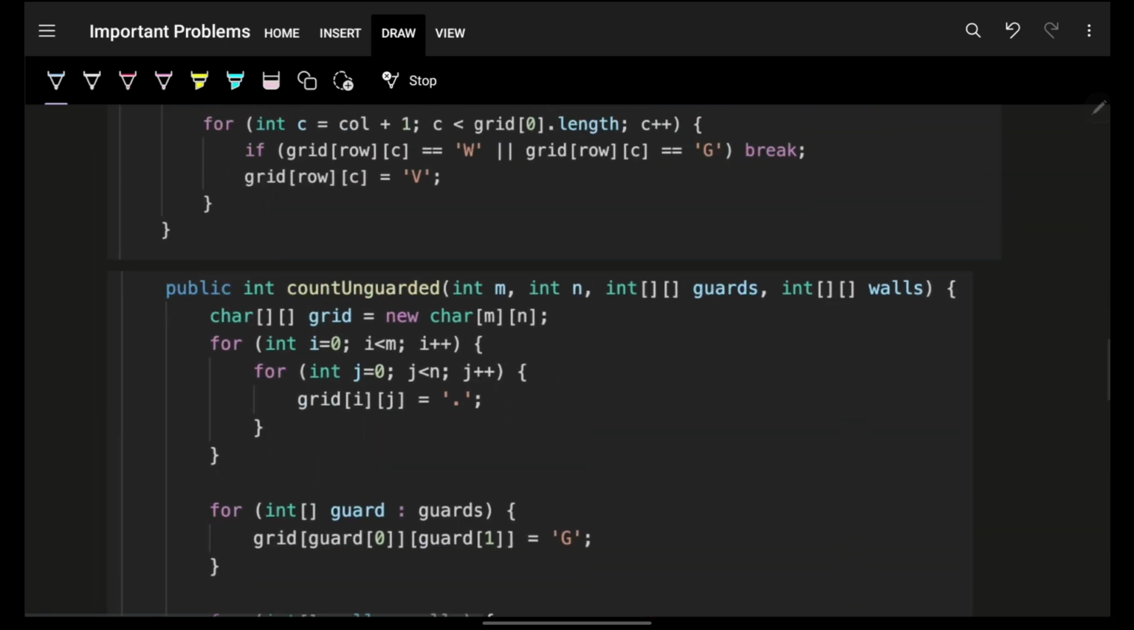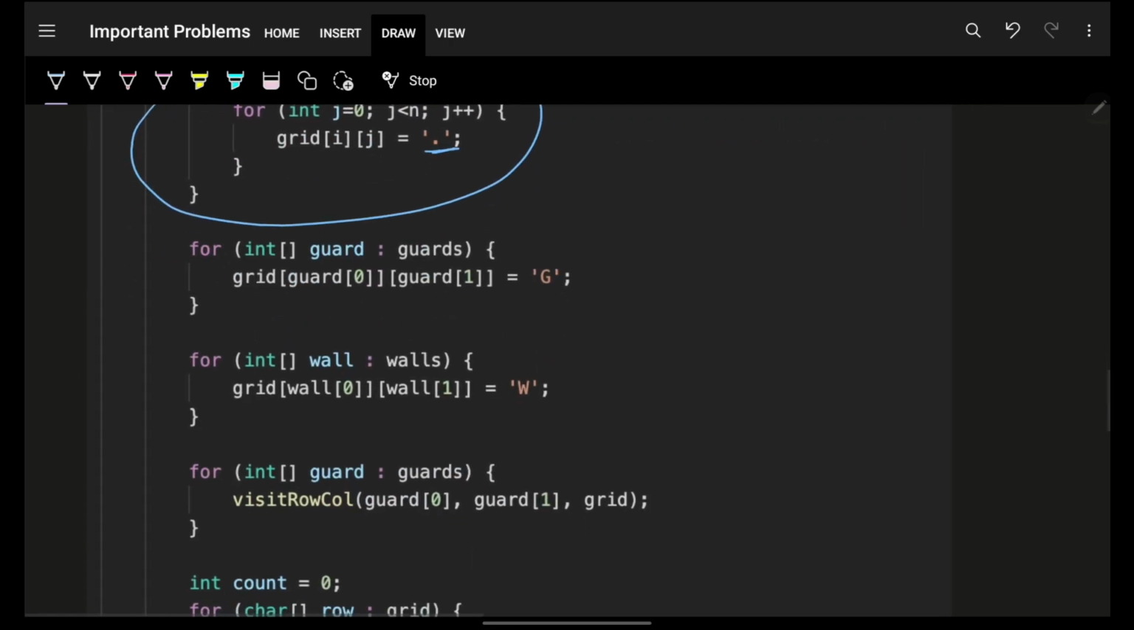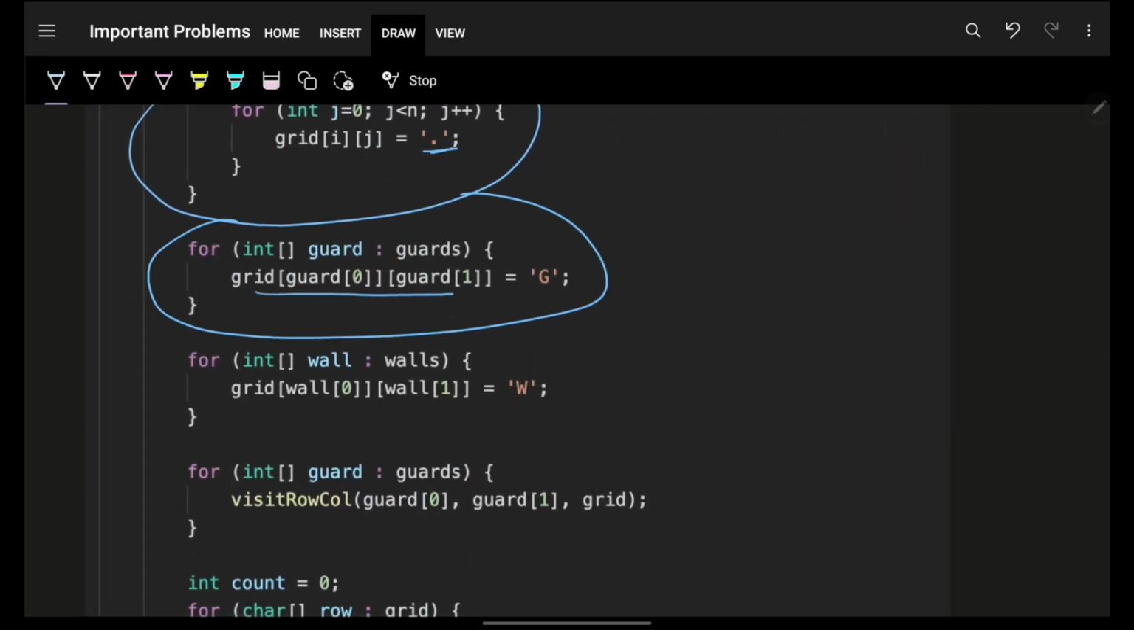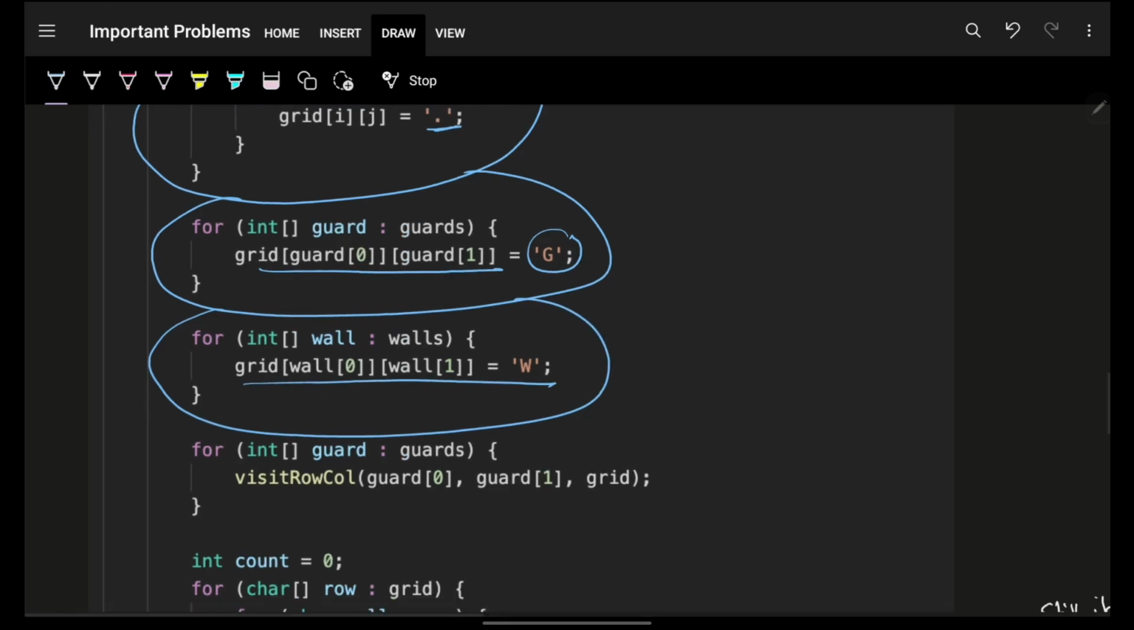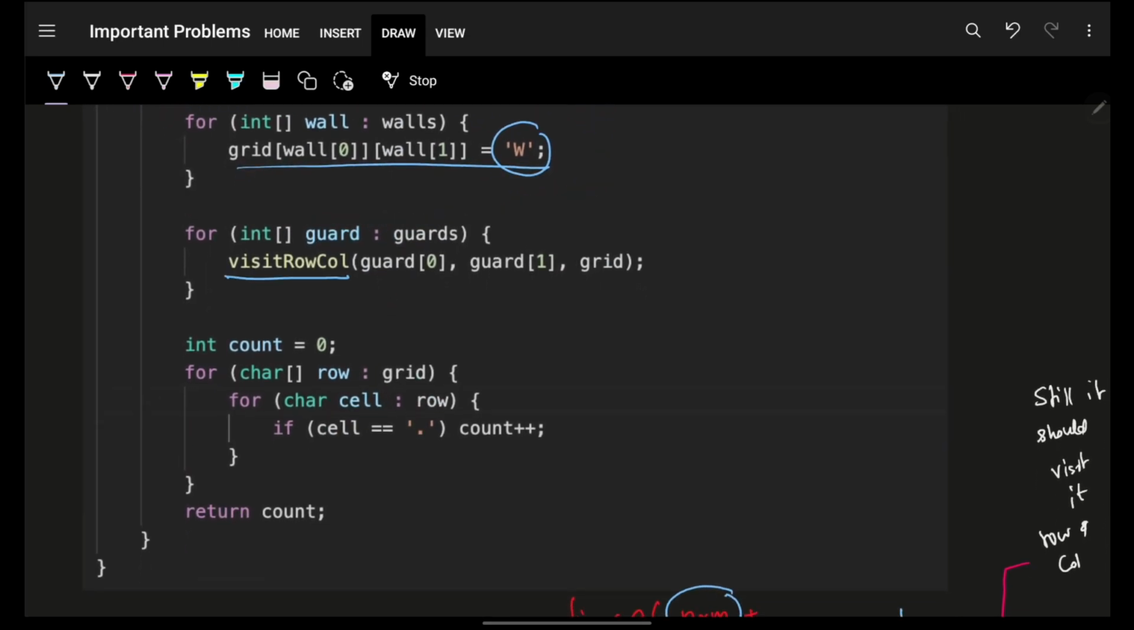Let's say the code is exactly very simple. Firstly, I make a grid and I mark every cell as empty. Then I mark all the guard cells with the guard. I mark all the wall cells with a wall. Then I start to visit. When I say guard, I will start from each guard, and then I will visit in its vertical direction and its horizontal directions. So I'll simply visit rows and columns.